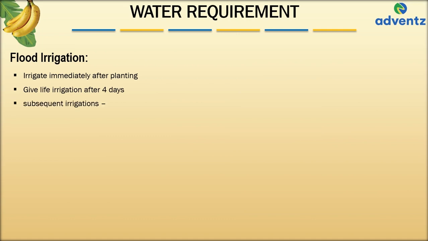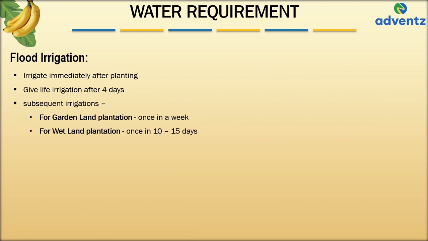For subsequent irrigations, the number of days gap between irrigation changes with the land type. For irrigated plantation of garden land, we need to do a subsequent irrigation once a week. However, for wetlands, we need to do a subsequent irrigation in 10 to 15 days. In all scenarios, irrigate the fields copiously after every manuring.